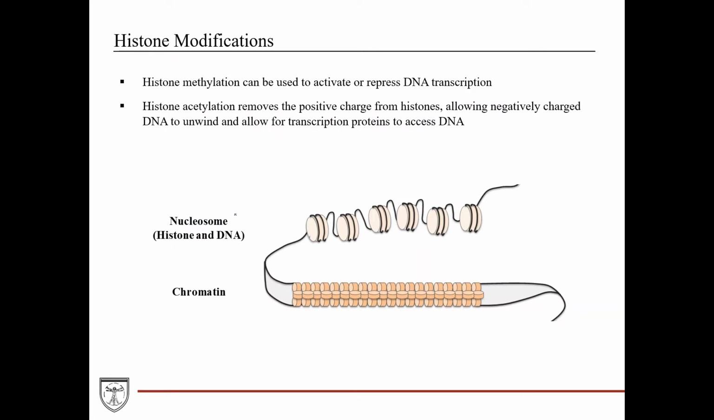So histone modifications, this would include histone methylation and histone acetylation. Histone methylation is less straightforward than DNA methylation. It can actually activate or repress DNA transcription. Histone acetylation, now that removes the positive charge from histone. So if you remember, DNA is negatively charged, histone is positively charged. And so by acetylating it, you remove that positive charge. And then that allows the negatively charged DNA to unwind even further, thus allowing for transcription proteins to access the DNA. So once again, just another way of regulating gene expression.